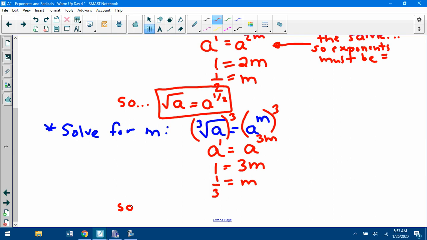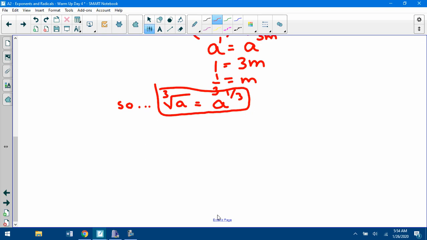So the cube root of a was equal to a to the 1/3. If you look at both of those, maybe you can see a pattern. Square root is the 1/2, cube root is the 1/3. What do you think fourth root would be? It is 1/4, and so on and so on.